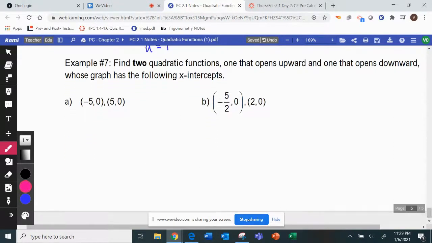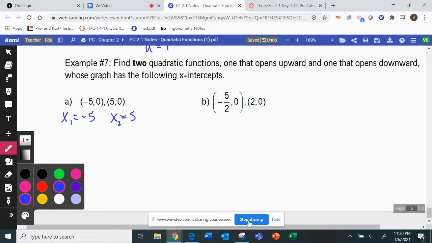All right, the very last example: find 2 quadratic functions, one that opens upward, one that opens downward, whose graph has the following x-intercepts. So if I'm given the x-intercepts, I can write these as zeros, which I'm going to write x equals negative 5 and x equals 5. And then from there, I can make them into factors by making them equal 0.